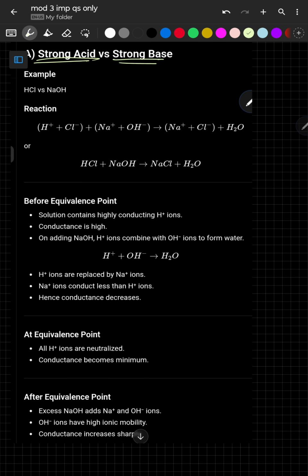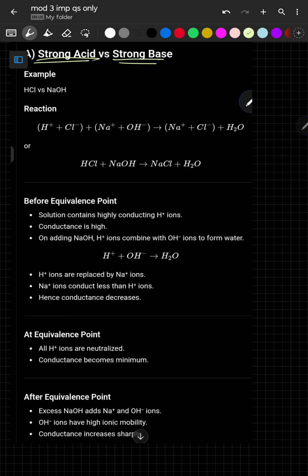Na plus ions conduct less than H plus ions, hence conductivity decreases. First, did you understand why conductivity is decreasing? Whenever writing these answers, you should not start directly with what is there before titration. Before titration, obviously only H plus ions, the conductivity is high. That nobody is asking you. We consider only after titration starts. That one thing you have to remember.